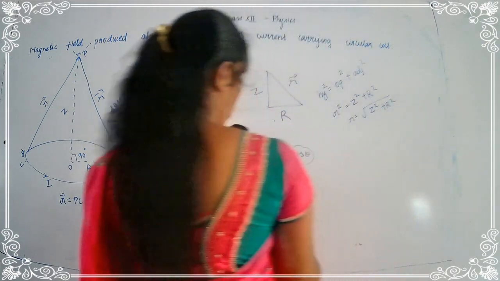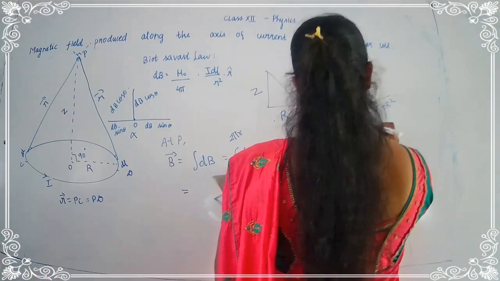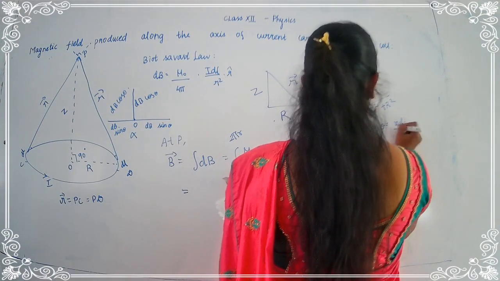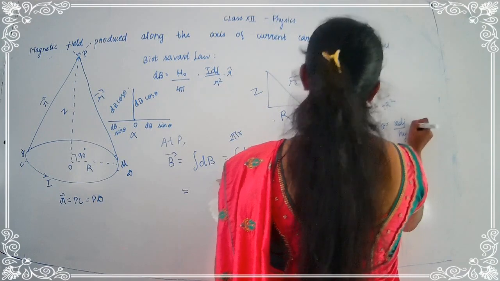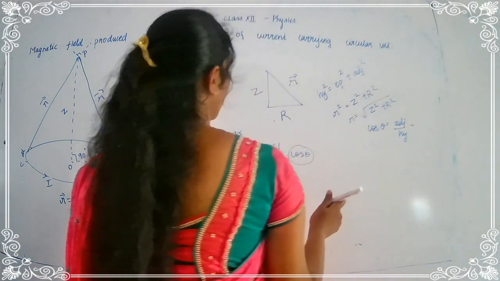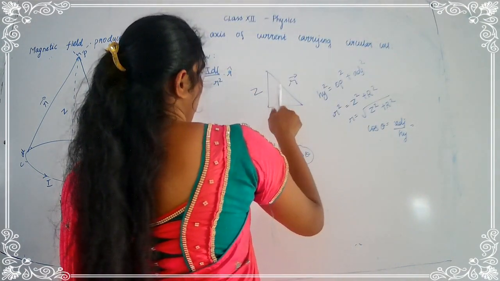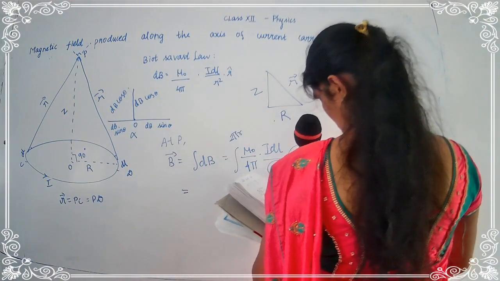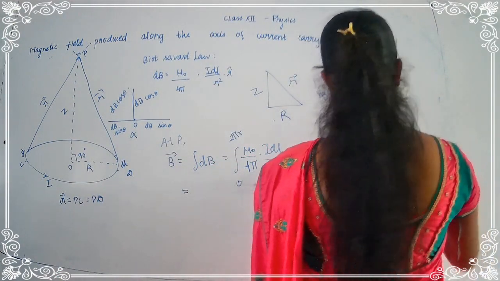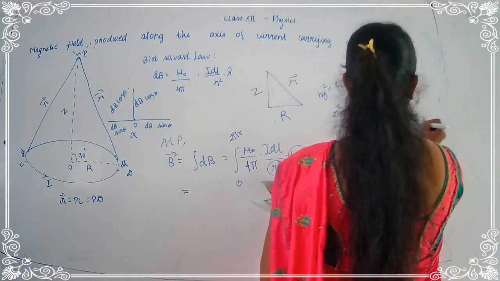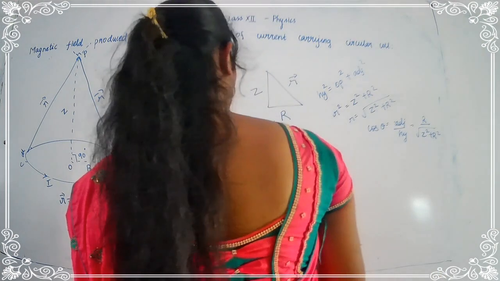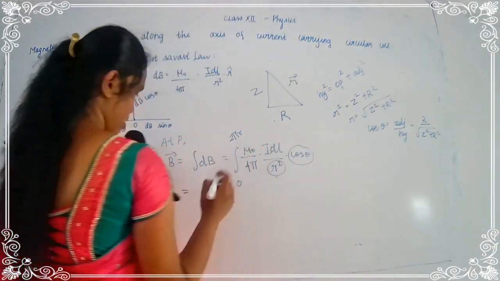Next cos theta. So what is cos theta? Cos theta is equal to adjacent side by hypotenuse. What is adjacent side? r, so r by root of z square plus r square. That r, no? Right. Now you apply it here.